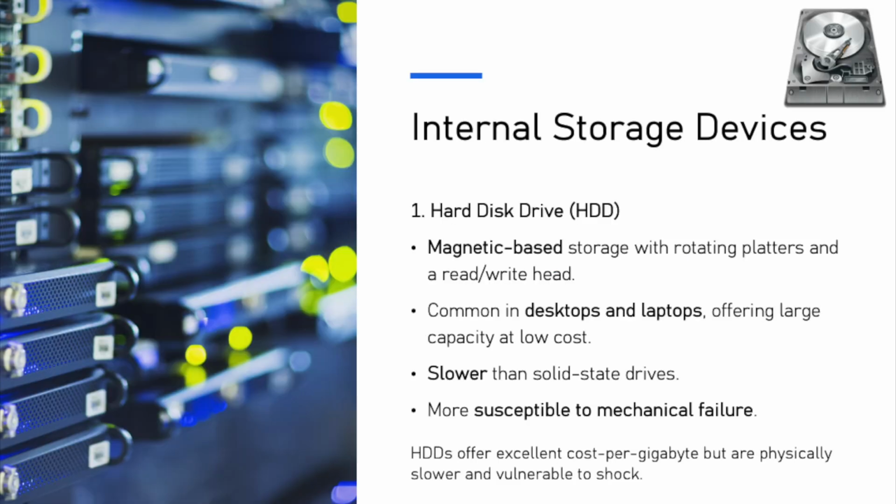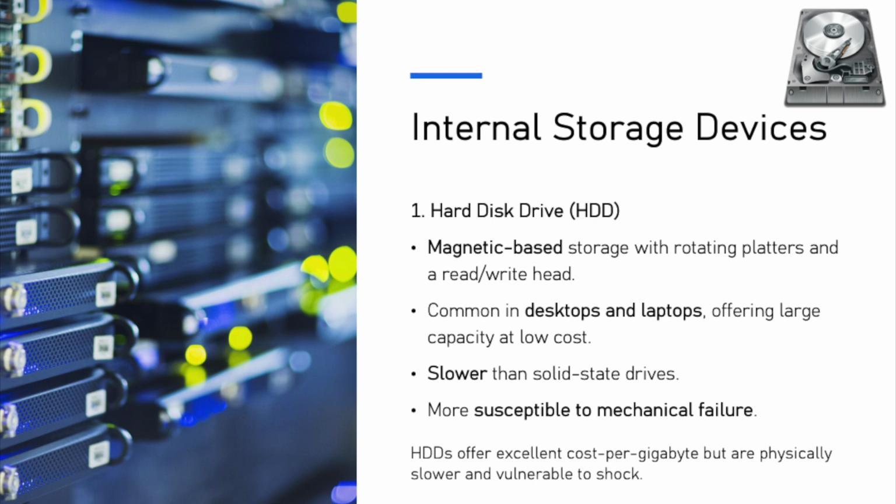So let's start by looking at the hard disk drive, which is an example of an internal storage device. This is the most common, or used to be the most common, form of storage. It's magnetic, so it uses electromagnets, and it stores data on platters, which are basically disks which rotate, and each platter will have its own read or write head. Hard disk drives are normally found in desktop computers, some old laptops, and of course servers.